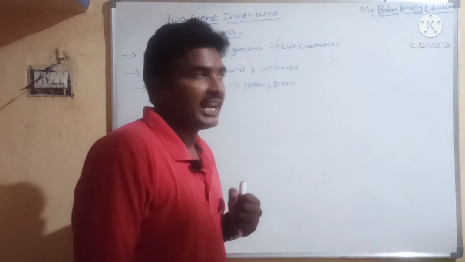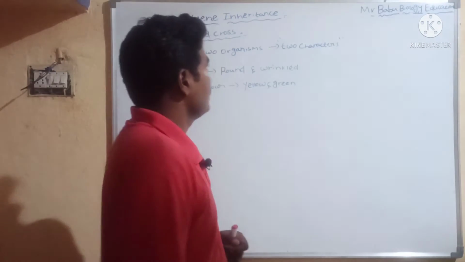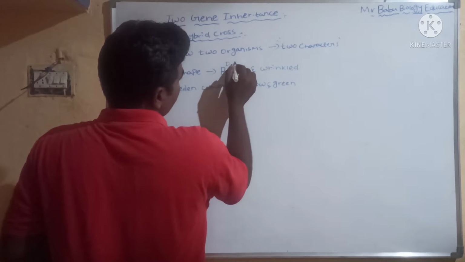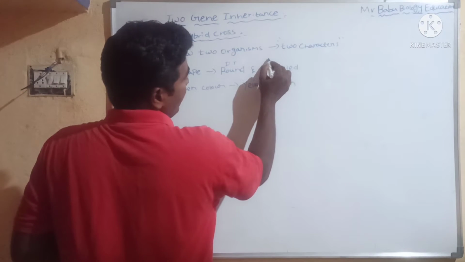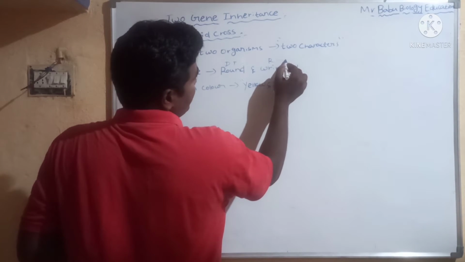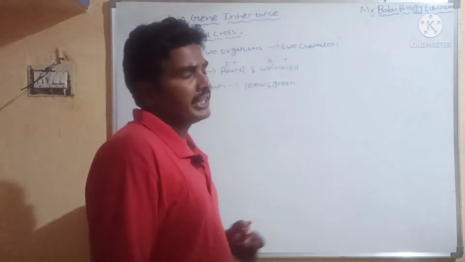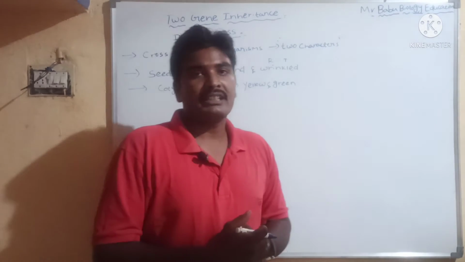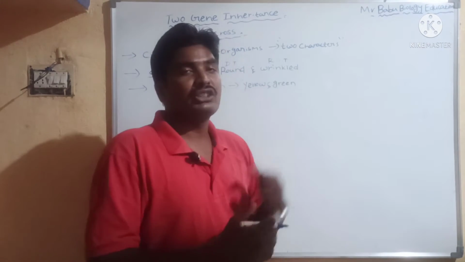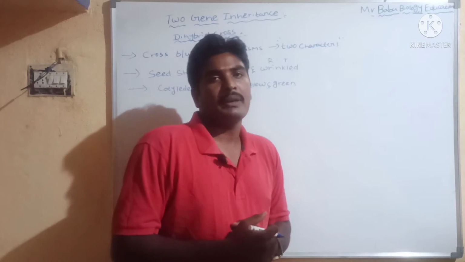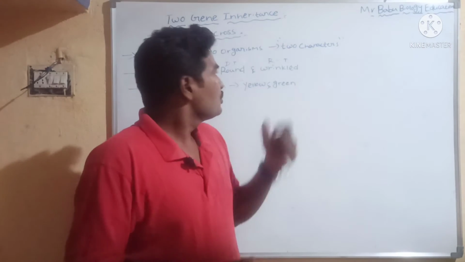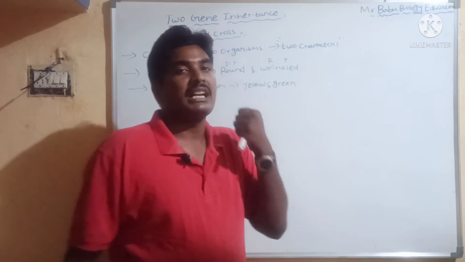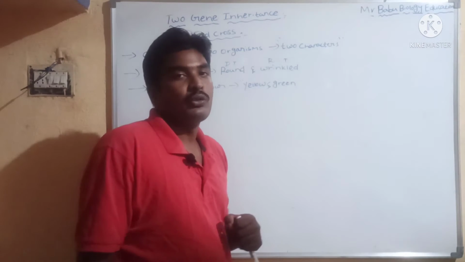Round is the dominant trait. Wrinkled is the recessive trait. So what is a contrasting trait? Alternative forms of a character are called contrasting traits. A dominant trait can express in the heterozygous condition. The recessive trait doesn't express in the heterozygous condition.